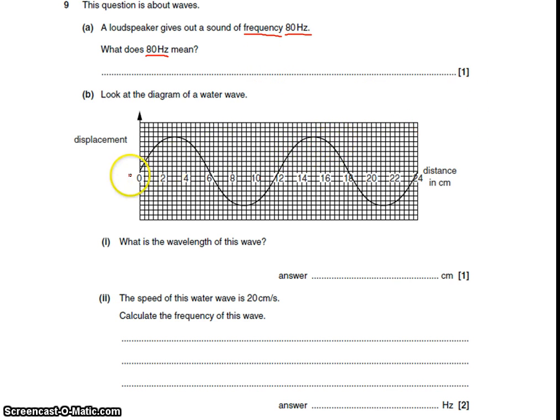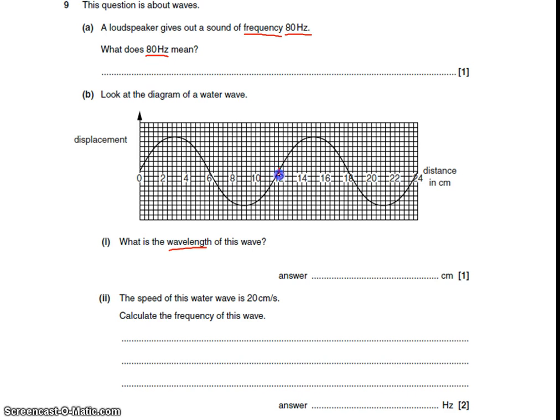Second question, we've got to look at a diagram of a wave, and it says what is the wavelength, so we've simply got to read it off. Now the wavelength, remember, you can do this two ways. You can either just remember that one wave is up, down and back again.